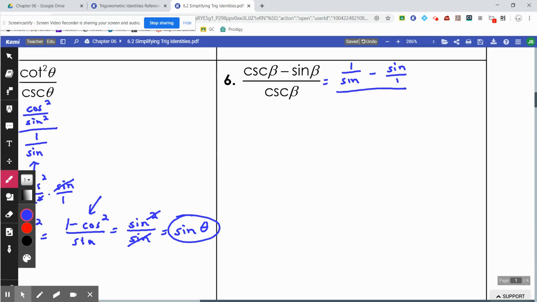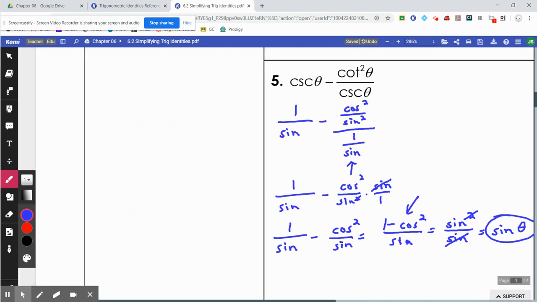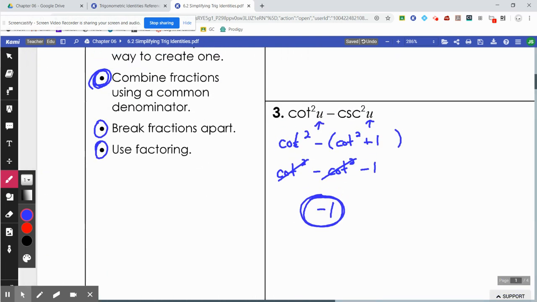On bottom I also have cosecant, which is 1 over sine. Now, you could finish working this out by finding a common denominator right here. But let me explain that sometimes there are better ways. Let me show you a better way that I think is going to work much quicker. I'm going to split this, because I want to show you another one of the strategies, which was breaking fractions apart.